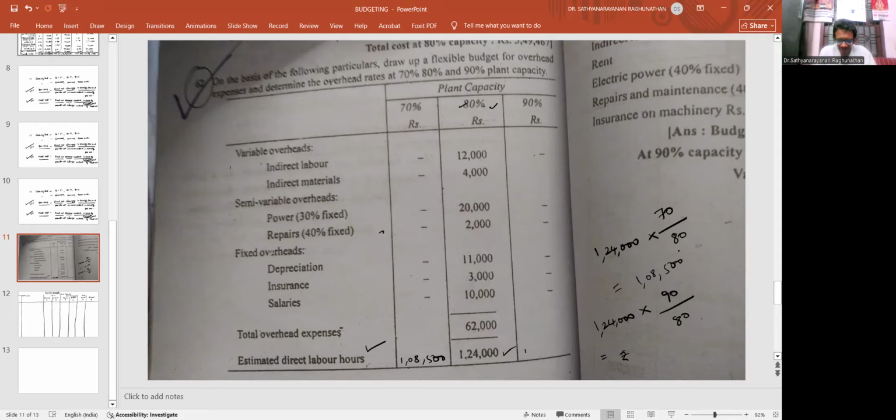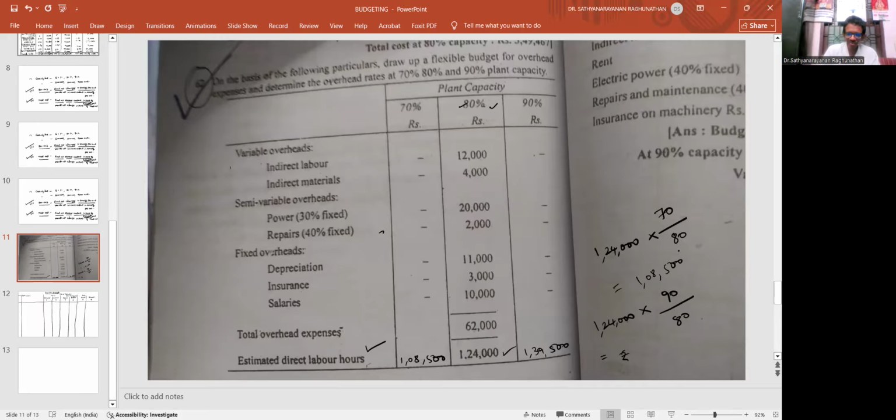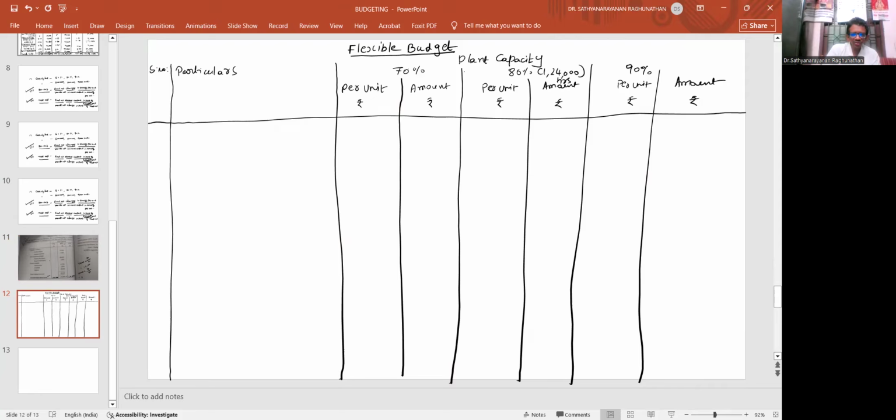1,39,500. Understood? First we have to fix this one. After that, like the previous problem, how we have calculated, like that only. Okay. Estimated direct labor hour for 80% capacity is, so it is not measured in terms of units. So it is measured in terms of hours. Okay. 1,08,500. Here I am writing.